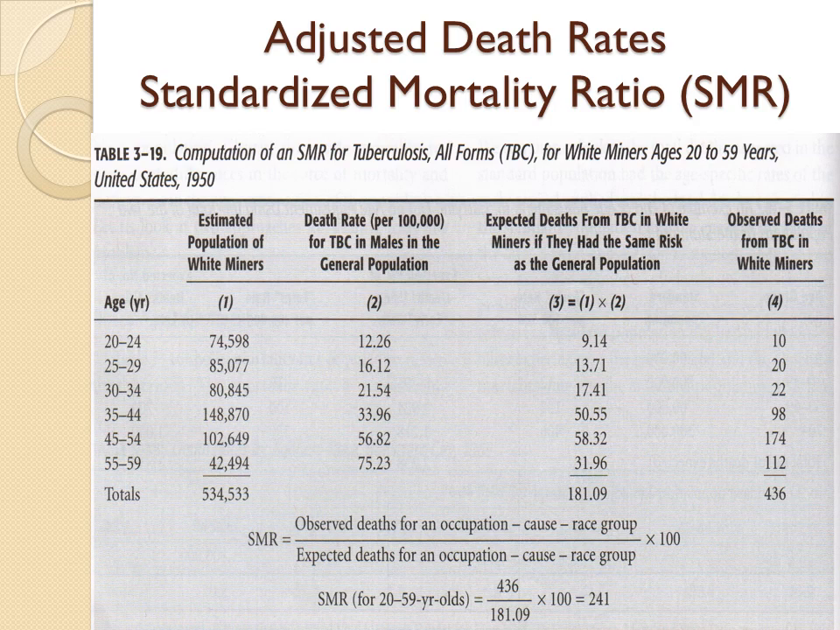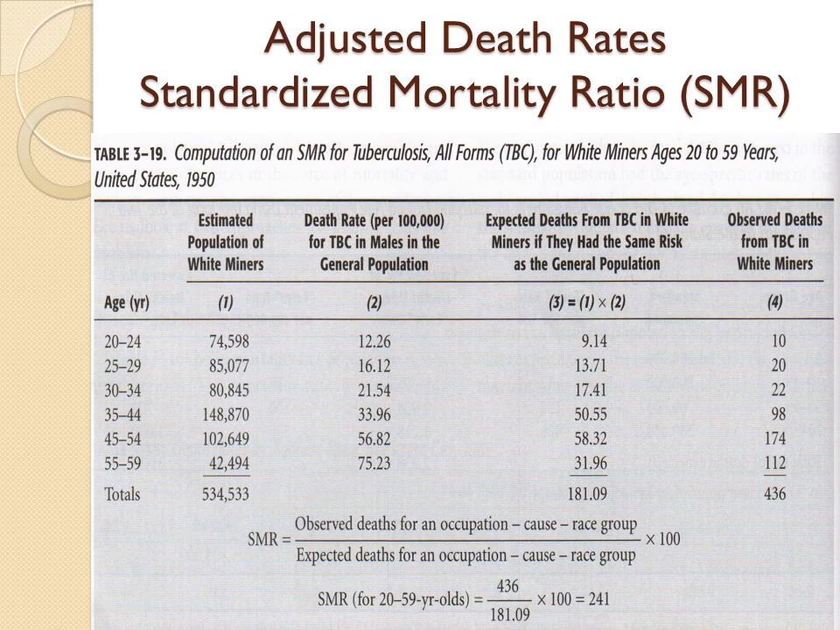But when we see the observed death or the actual death from tuberculosis, that is given in the fourth column, that is 10, 20, 22, 98 and so on. So summation of the third column will give us the total number of expected deaths from tuberculosis in white miners, and summation of the fourth column will give us the total number of observed deaths from tuberculosis in white miners.